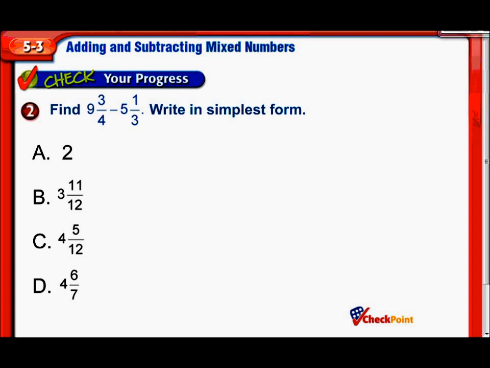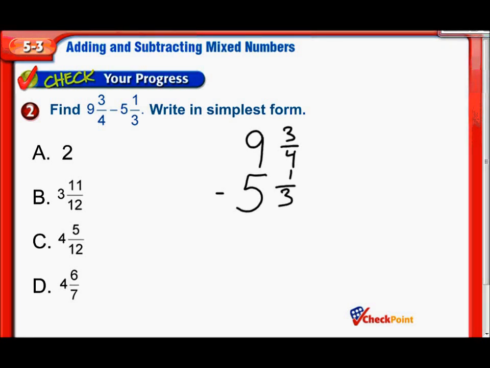Now we're subtracting. Let's see how this one turns out. Again, I do like to set things up vertically. 9 and 3/4 minus 5 and 1/3. Oh, we have a new problem. Do you see what it is? Our denominators aren't the same. So the first thing we need to do is get those common denominators.